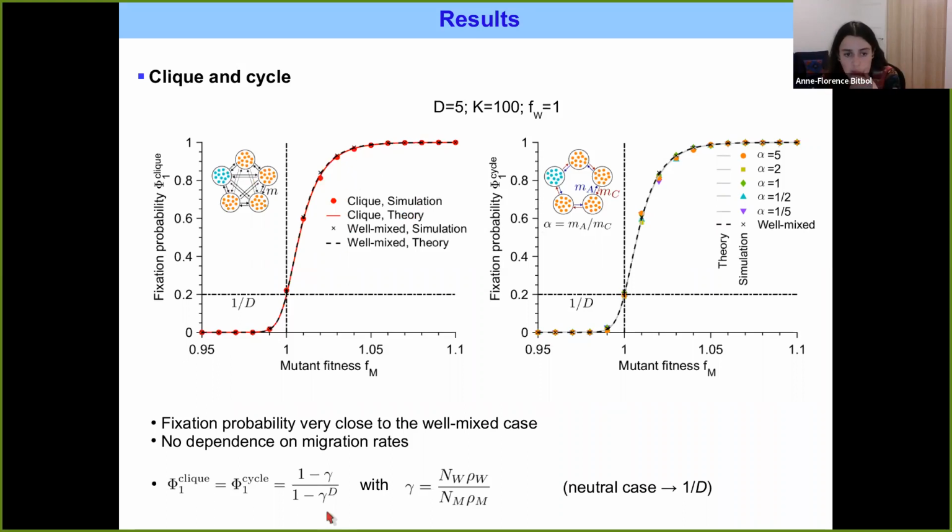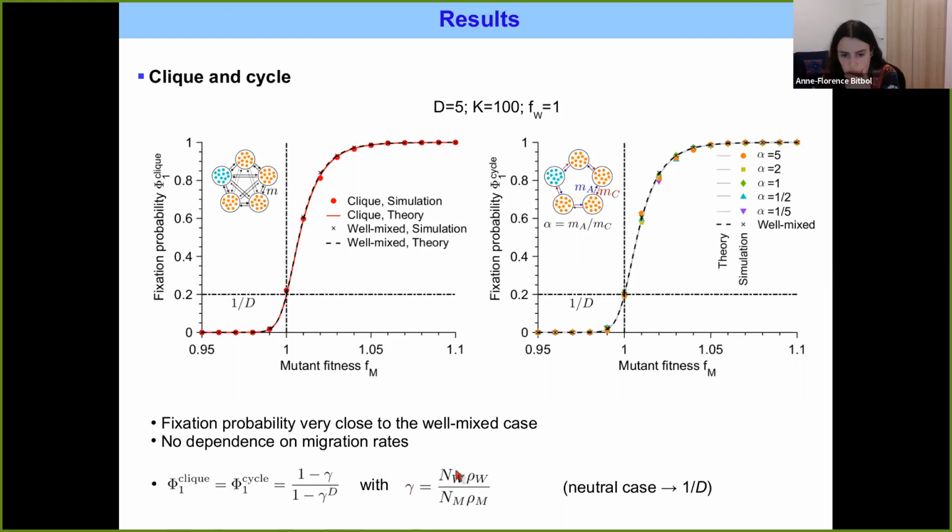And in fact, it's something that we can show analytically. So I should have said here, the markers are simulations of the process done using a Gillespie algorithm, while the lines are analytical calculations. And these analytical calculations are done using the Markov chain formalism. You can see here the results of these calculations, where the probability of fixation in the clique is given by this formula: 1 minus gamma divided by 1 minus gamma to the power D. Here, D is the number of demes, which is 5 in these simulation results.